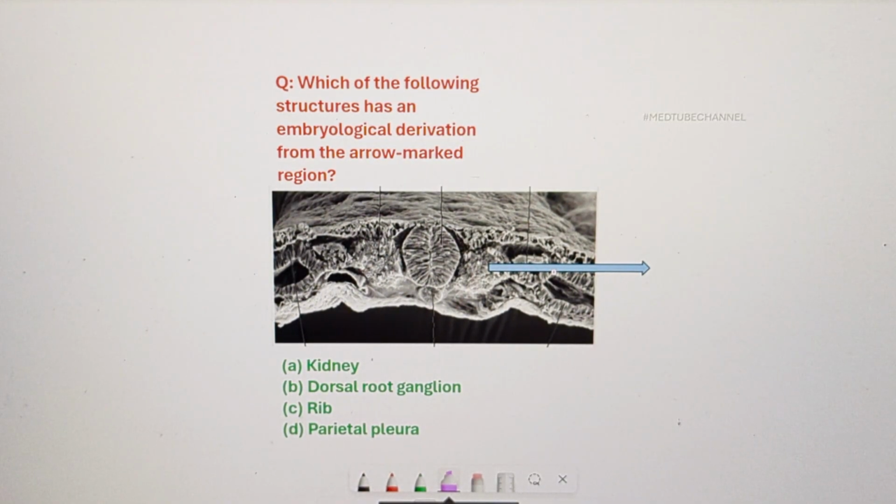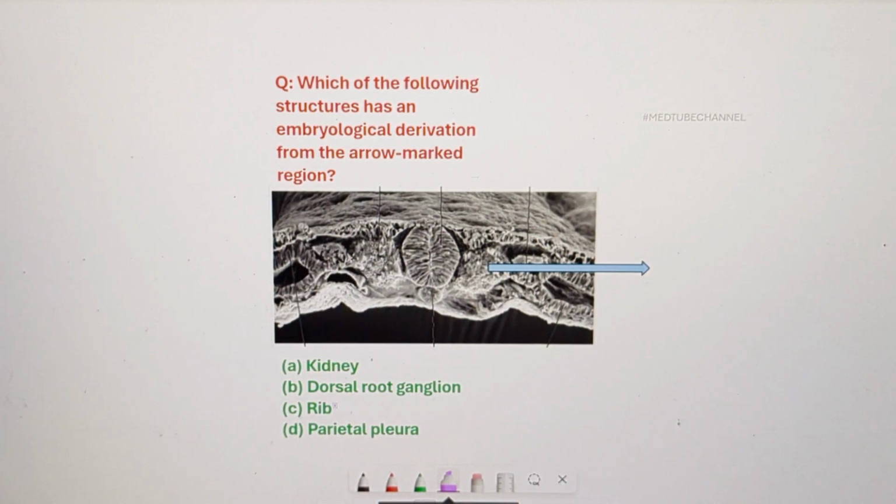Returning to the question, the arrow marked region is the para-axial mesoderm. Option A, kidney. The intermediate mesoderm forms the kidney, testes, and the ovaries. Option B, dorsal root ganglion. All ganglia originate from the neural crest cells.